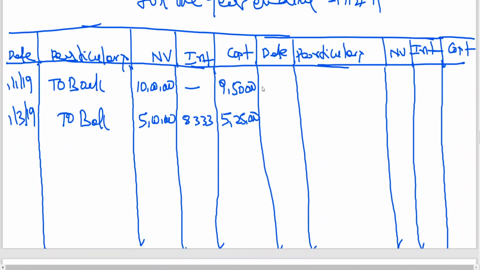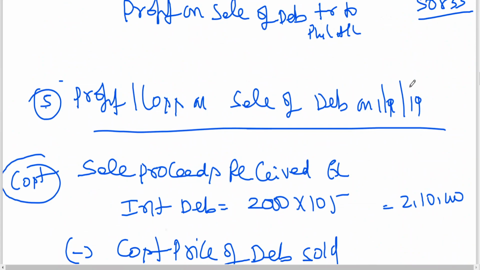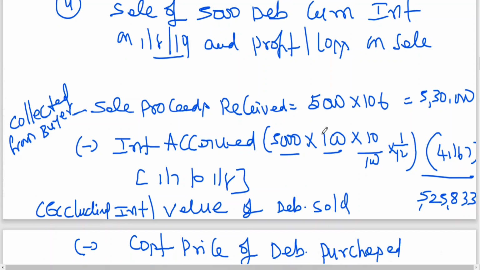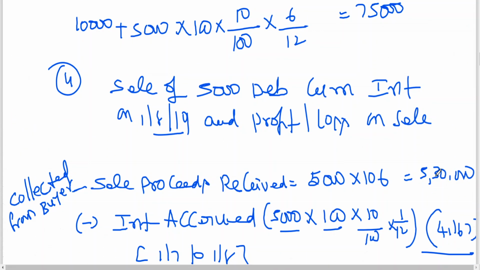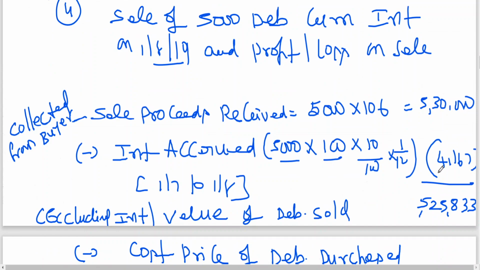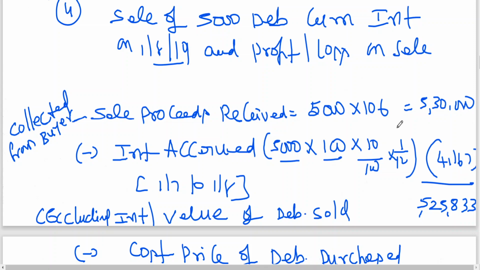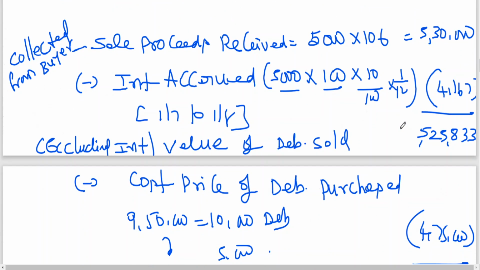So 30th June, by bank, you write it in which column? Interest column. 75,000. Then after 30th June, next, profit or loss on sale. So first, what is sale proceeds received? 5,30,000. What is accrued interest? 4,167. So therefore, this is to be taken to cost column, excluding interest. What is the date? This is the date. 1st August.